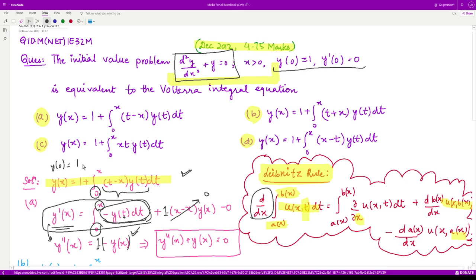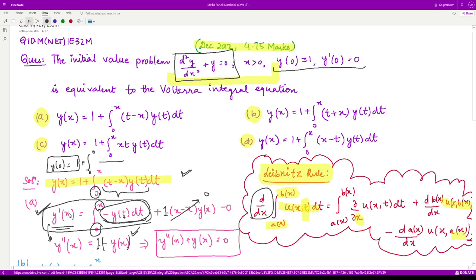This is equal to 1 plus integration from 0 to 0 something. So integration from 0 to 0 would result in 0 only. So y of 0 would be 1 and y dash of 0 would be 0. So y dash is this one, right?